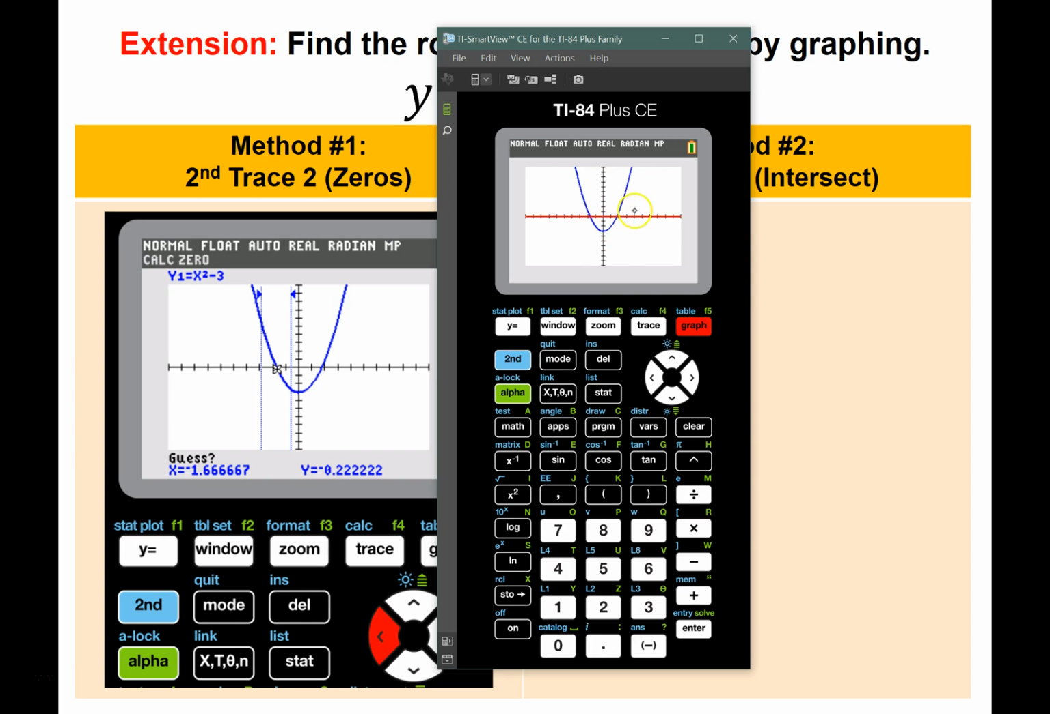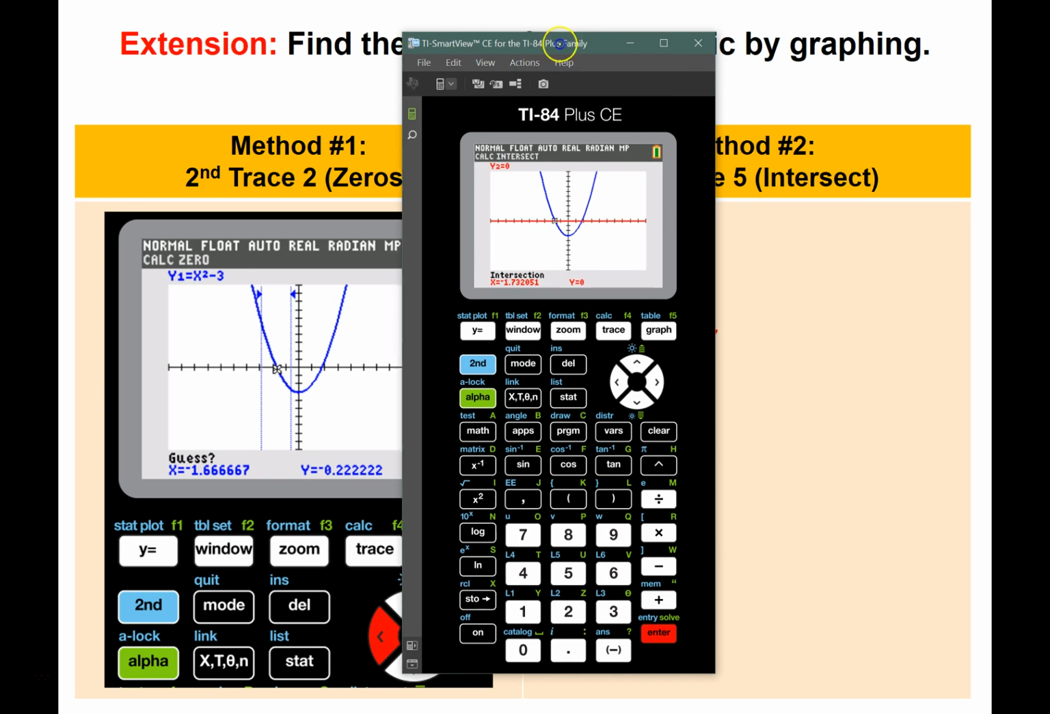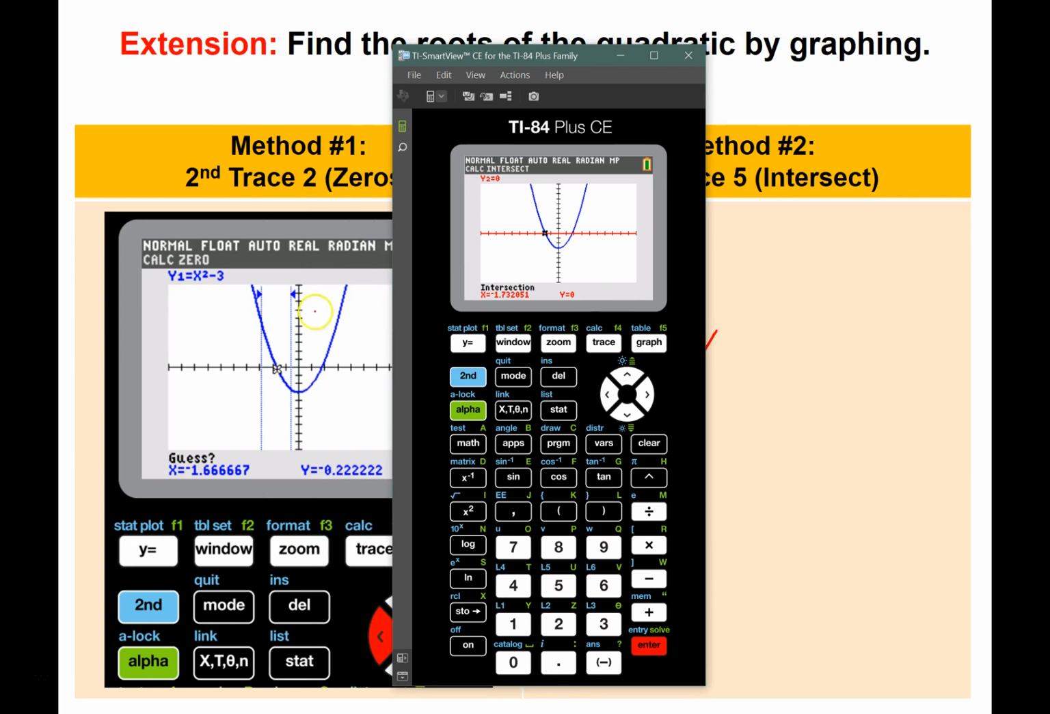If I need to find my intersection points of this system of equations, the quadratic and the linear, I can go to second trace and choose the intersection option 5 and put it on the first curve, the blue line, move it to the second curve, the red line, and then for the guess, go over to where that intersection point is. This is going to give me where the blue parabola crosses the x-axis, the red line.